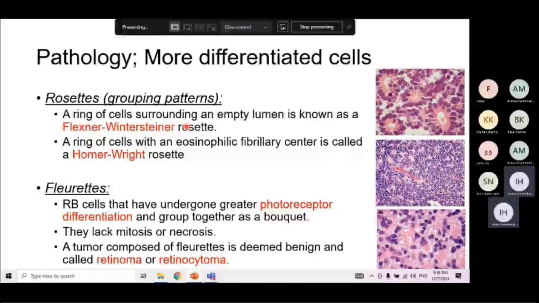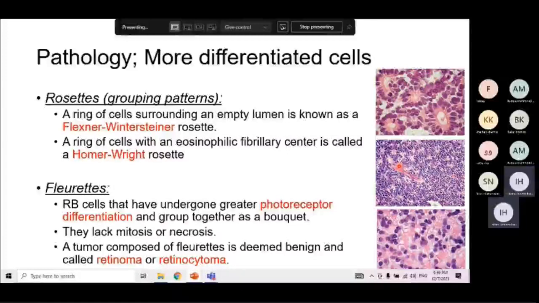So we have an empty lumen here, and the cells are arranged as a rosette or a ring of cells called the Flexner-Wintersteiner rosette. Sometimes you have cells with eosinophilic fibrillary material at the center. So if you can see here, it's not clear like that one. There's a yellow, an eosinophilic, a pink fibrillary material at the center with the retinoblastoma cells arranged around it. When you find a rosette like that, this indicates good differentiation.